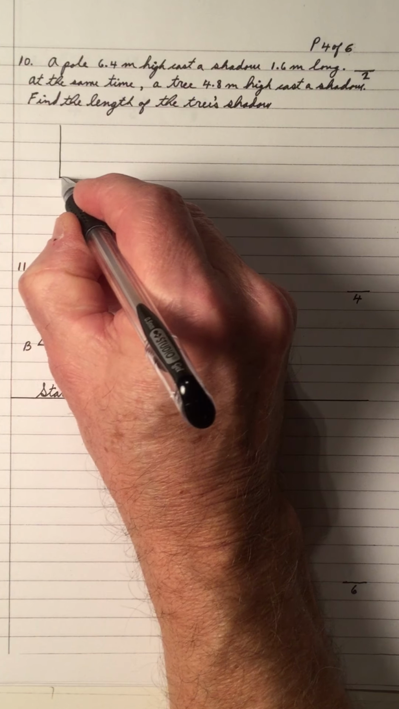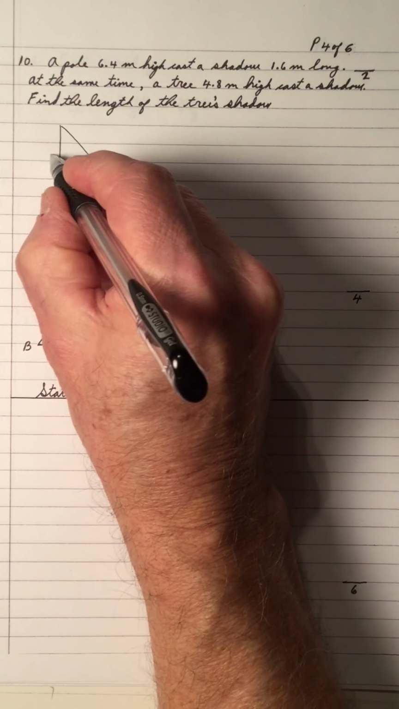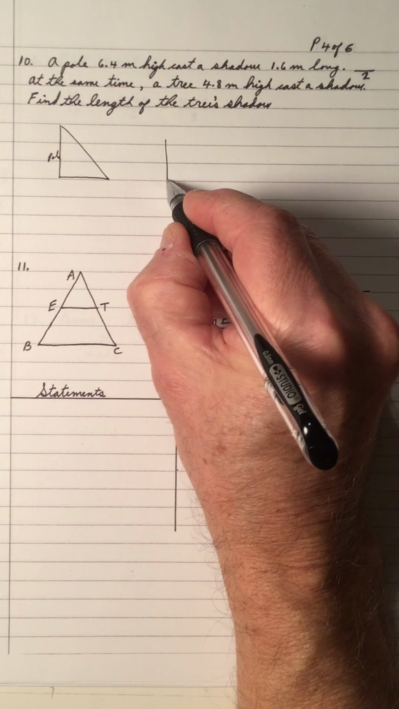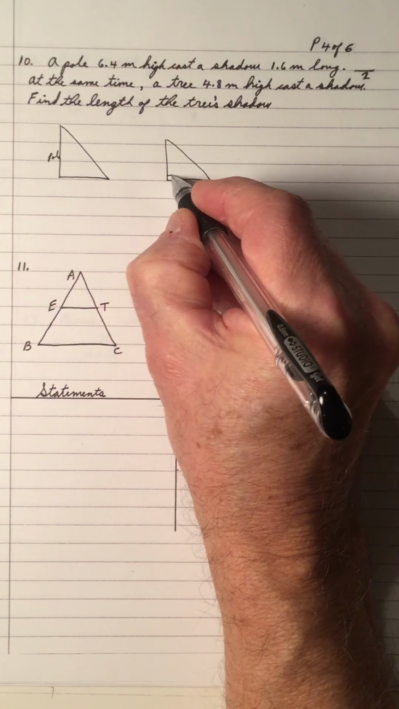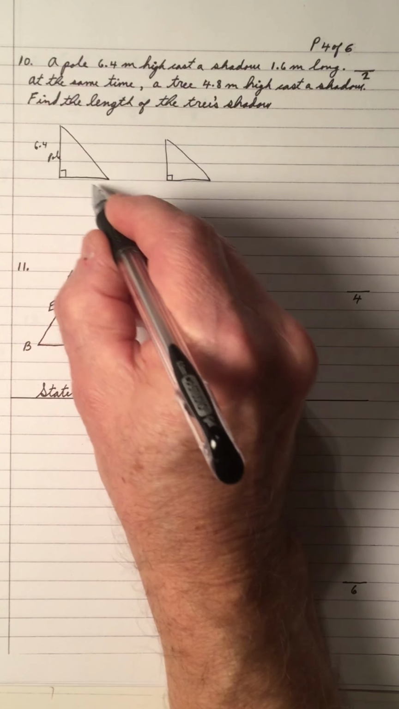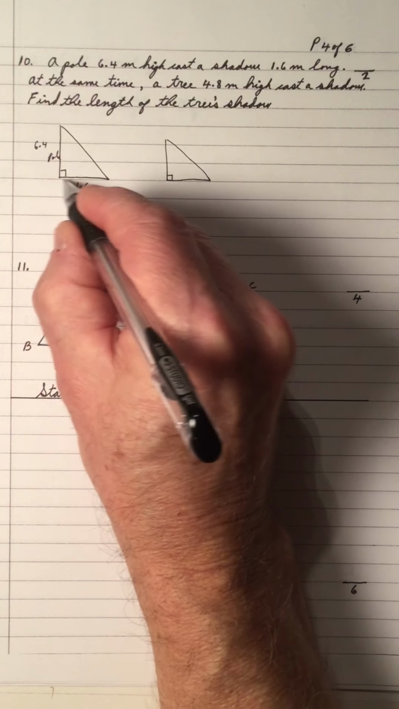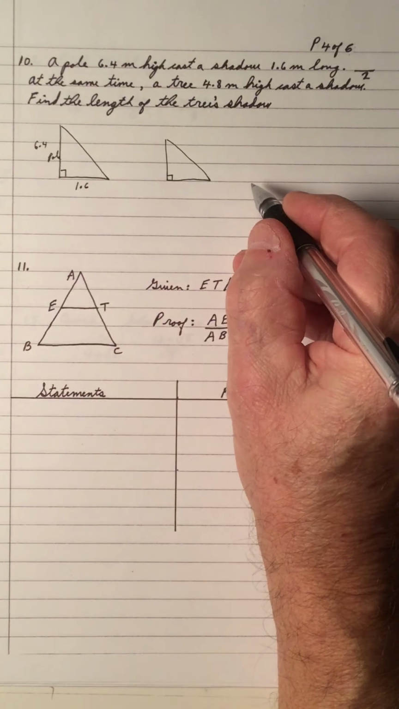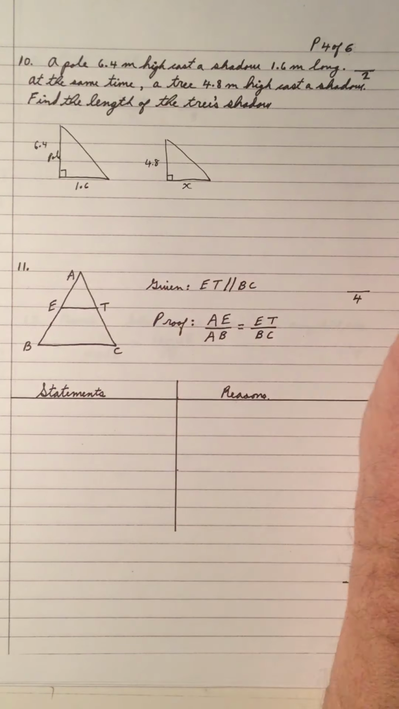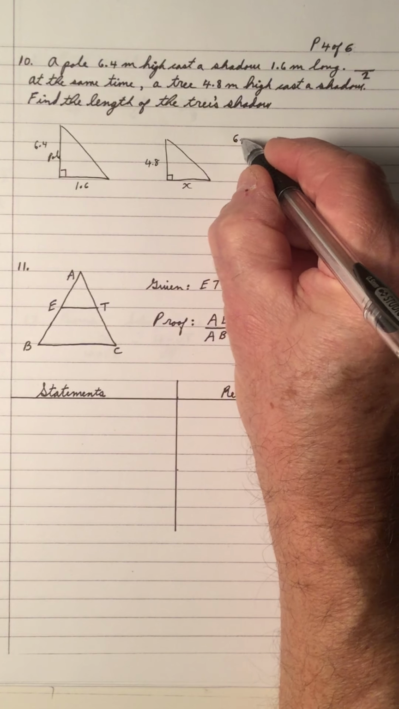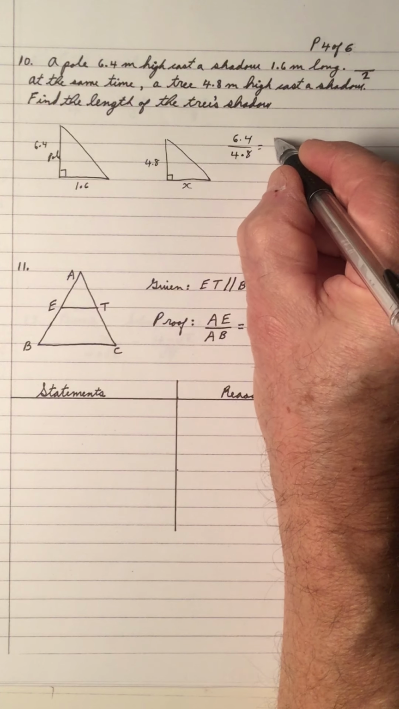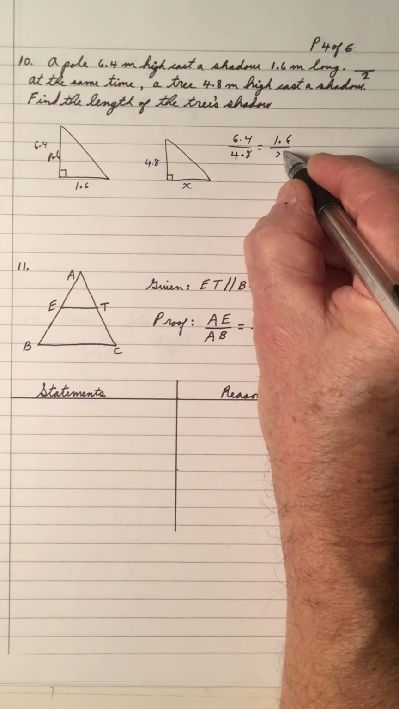So here's the pole casting a shadow. So there's the pole. And at the same time, a tree is casting a shadow. So the shadow is on the ground, so the pole is 6.4 high, casting a shadow of 1.6. Remember, the shadow is along the ground. Shadow is not coming down here. And I have a tree 4.8 tall, casting what length of a shadow? So the 6.4 pole goes with the height of the tree, and the shadow of the pole goes with the shadow of the tree.